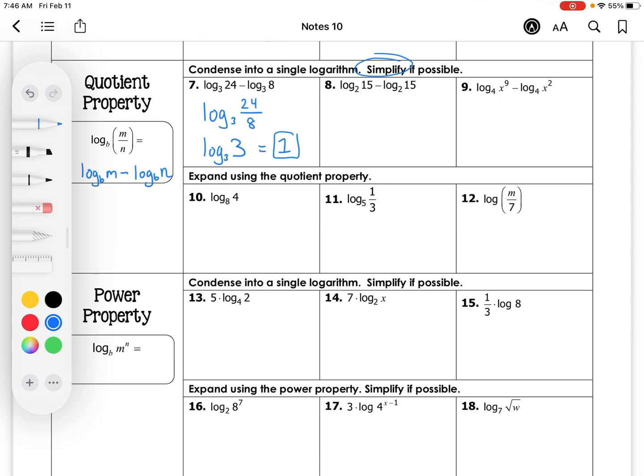Let's go ahead and do number 9, log base 4, and we're going to condense that into one log. Remember, subtraction means that we divide. We divide our numbers, and then we're going to simplify that to log base 4 of x to the 7th, because 9 minus 2 is 7.